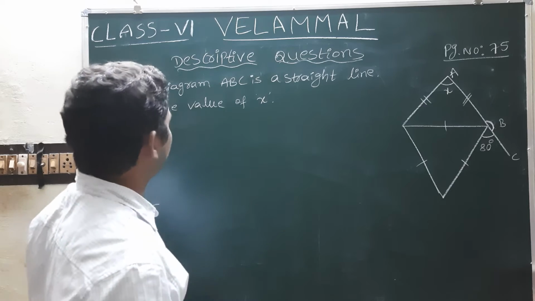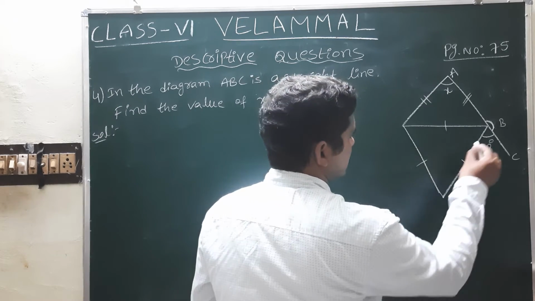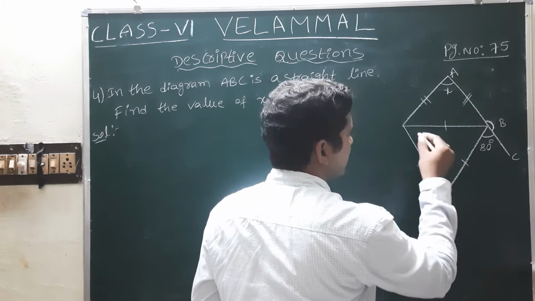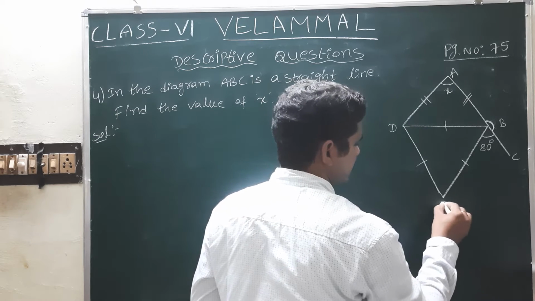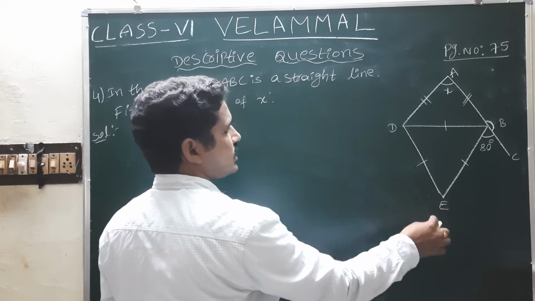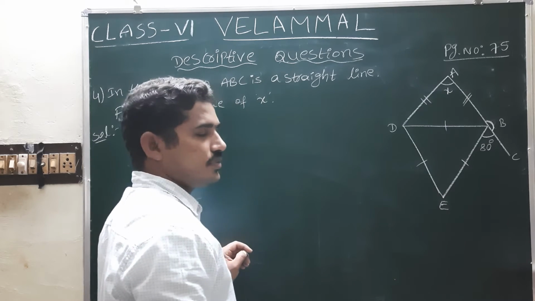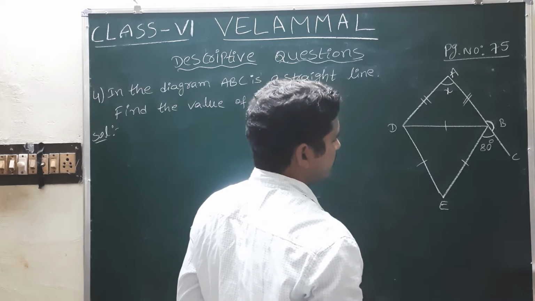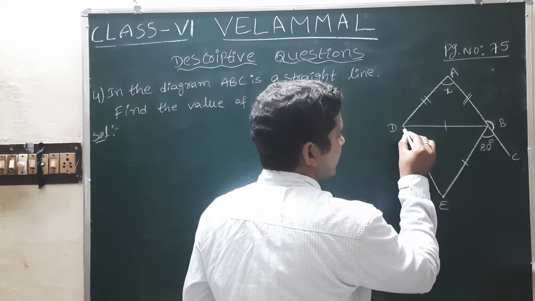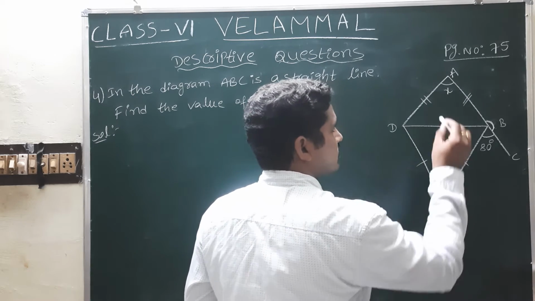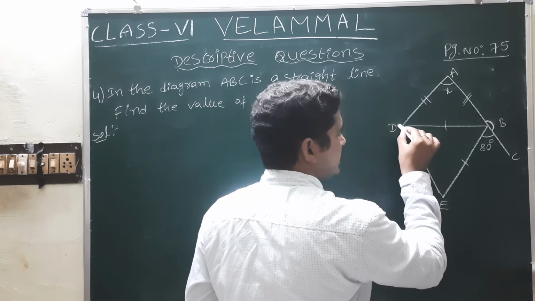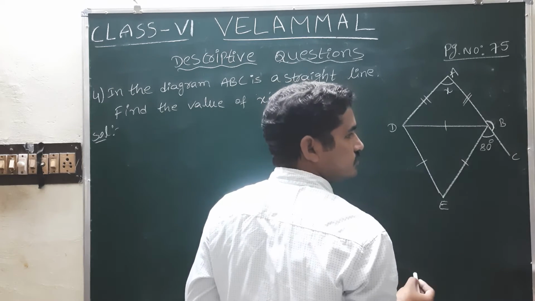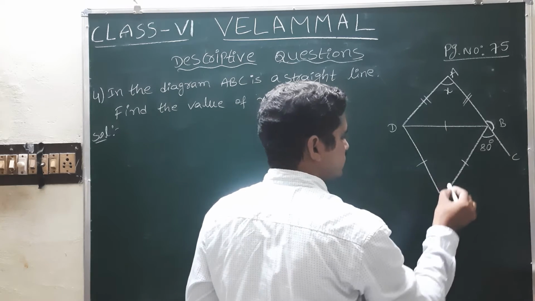Here a small piece of information is given. See, A, B, C is given, so I am taking the unknown points as D and E. These two points I am considering as D and E. If you observe carefully, here we can find two triangles, that is ABD and DEB.